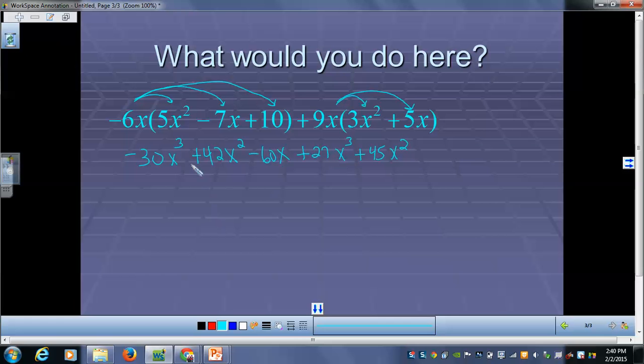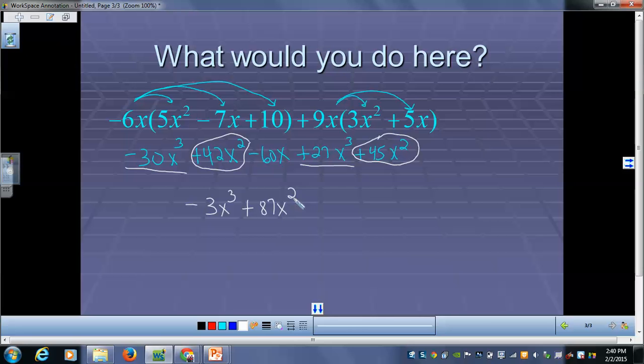Okay, so now for our final answer, what we want to do is look for like terms. And I always look for the highest degree terms first. So we have a x cubed term here and an x cubed term here. So negative 30x cubed plus 27x cubed would be negative 3x cubed. I'm going to look for my next highest power. So I have a positive 42x squared here and a positive 45x squared here, which means we would have a positive 87x squared. And then notice now we only have one linear term, or x to the first power, so I can just bring it on. And so then that is our final answer.